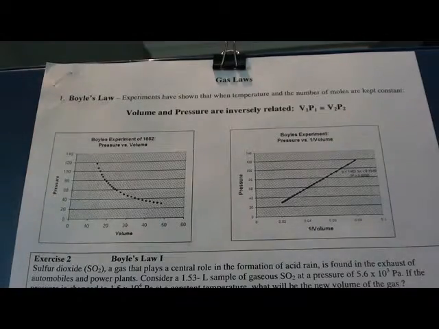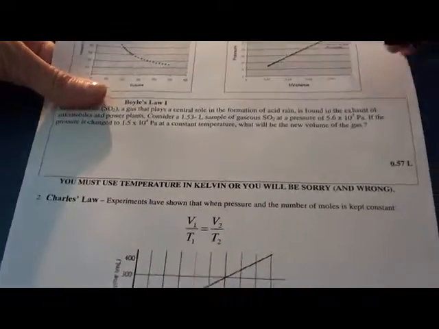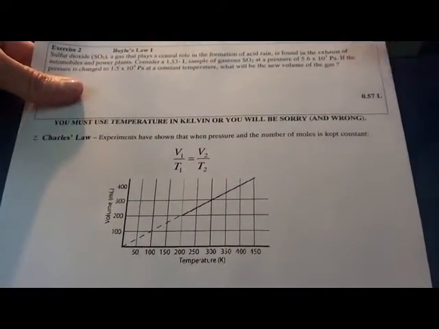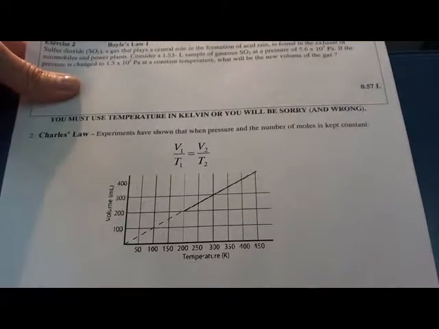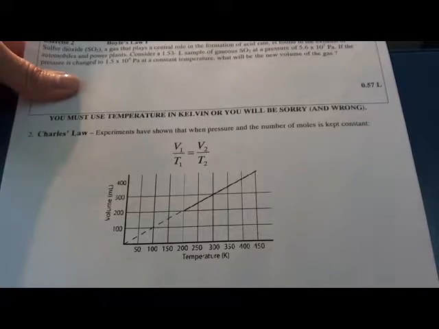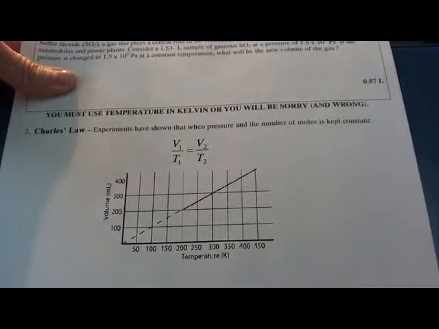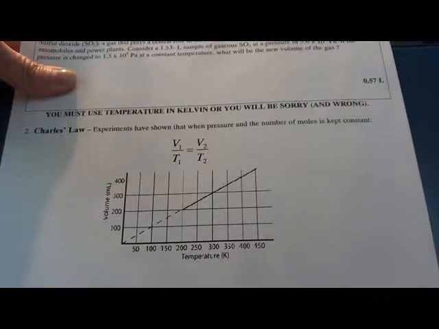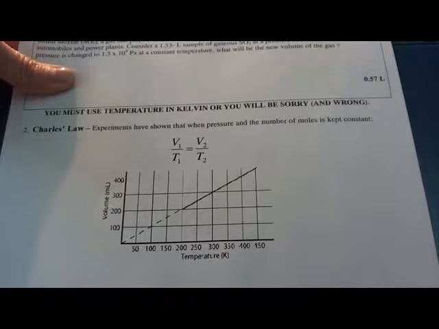Now, the next thing that we're going to talk about is Charles's law. Charles's law is relating temperature and volume. Now remember, you must use temperature in Kelvin, otherwise you're going to be sorry and wrong. People have probably already figured out the Celsius scale has negative numbers, and if you put a negative number here, you would come out with a negative volume.